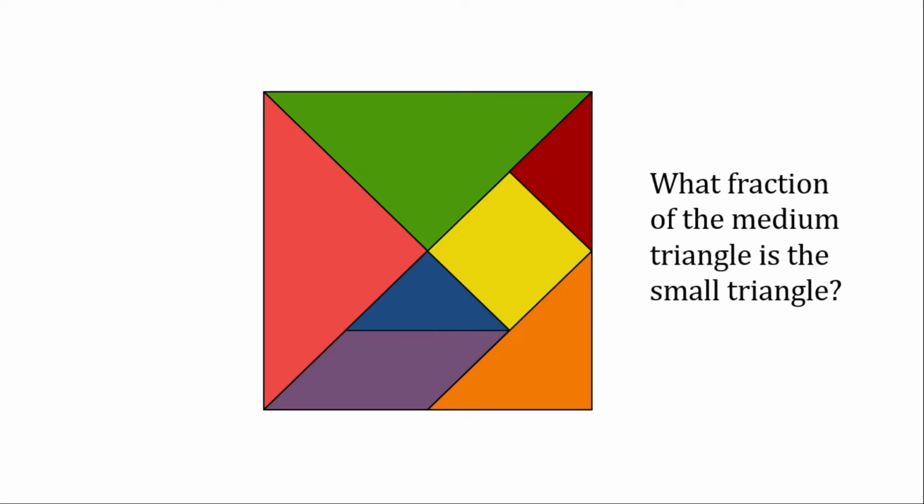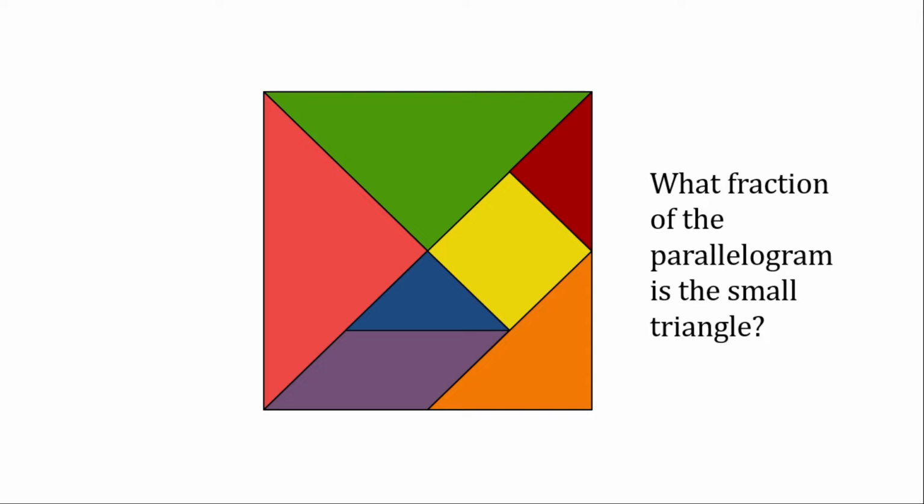What fraction of the medium triangle is a small triangle? Okay, well, let's move it over. There we go. And so you can see that I have divided the medium triangle into 2 smaller triangles. So you can say that there are 2 equal pieces. One of them would be the small triangle. So the small triangle is 1/2 of the medium triangle.